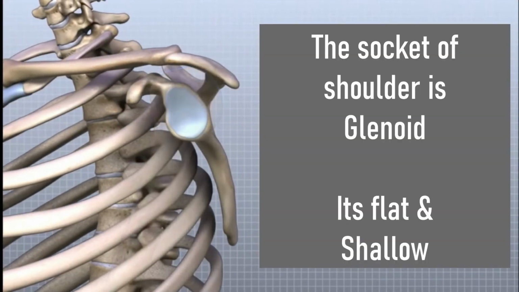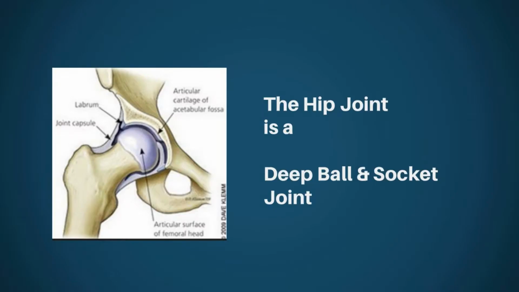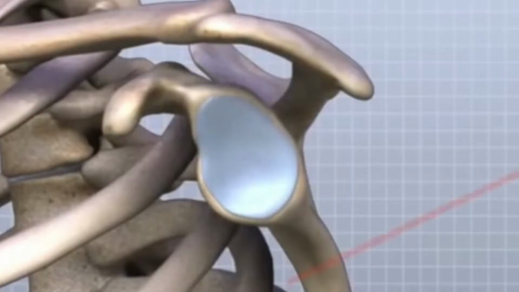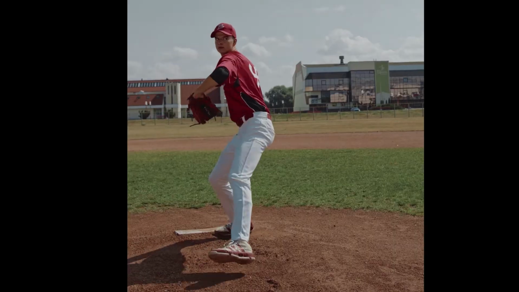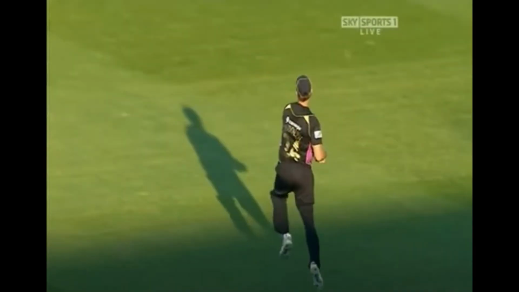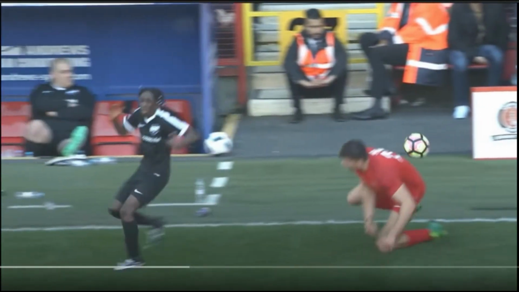When compared to a hip joint, which is also a deep ball and socket joint, the shoulder joint has a small flat cup, called the glenoid, and a relatively big ball, the head of the humerus. This arrangement biomechanically helps the shoulder to have a great range of motion, but also makes it inherently unstable.